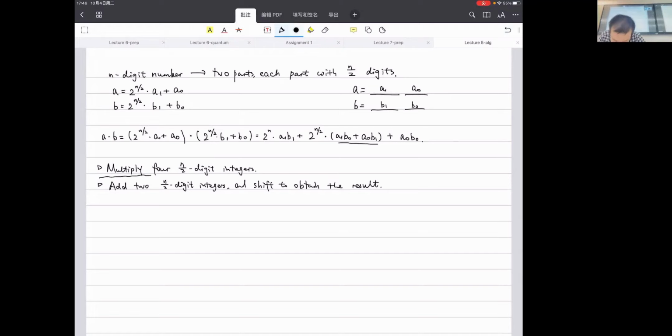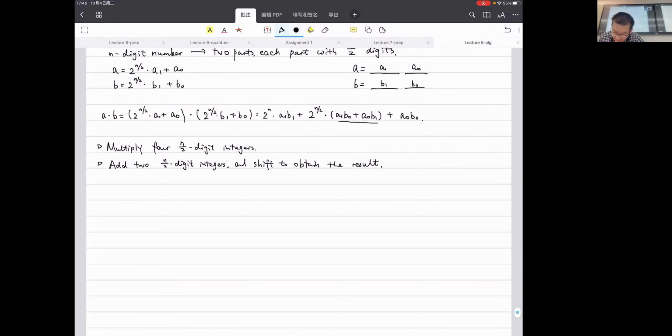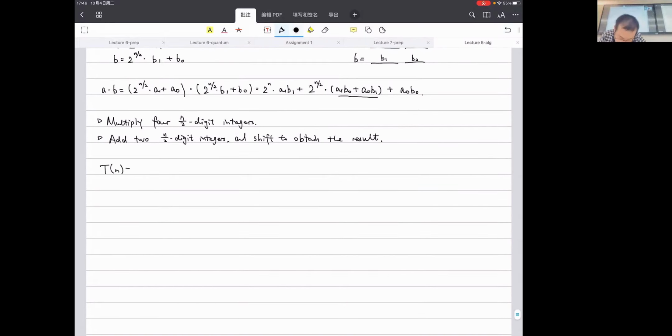But actually the heavy part, because we are doing divide and conquer for the multiplication, is that we have to multiply 4 n over 2 digit integers: a1 b1, a1 b0, a0 b1, and also a0 b0. So we are multiplying them. This is the part we need to pay specific attention to. From this perspective, you can imagine that the cost of our divide and conquer algorithm is going to be T of n equals 4 times T of n over 2 plus O of n. This is going to be our recursive formula for the current divide and conquer approach.